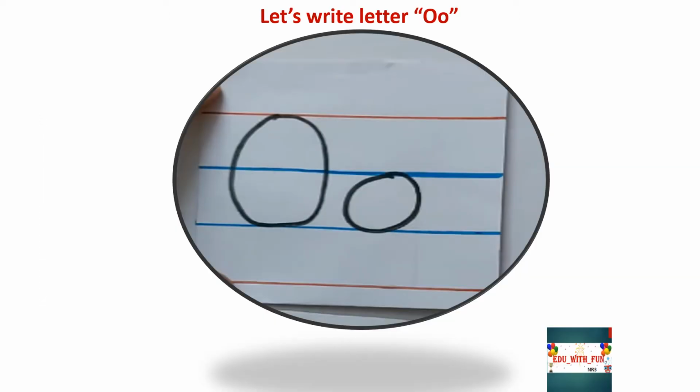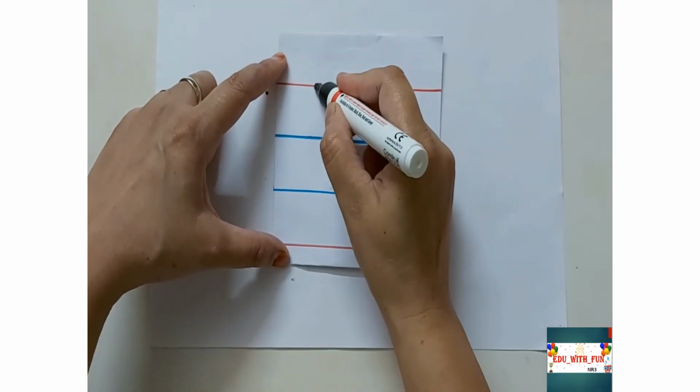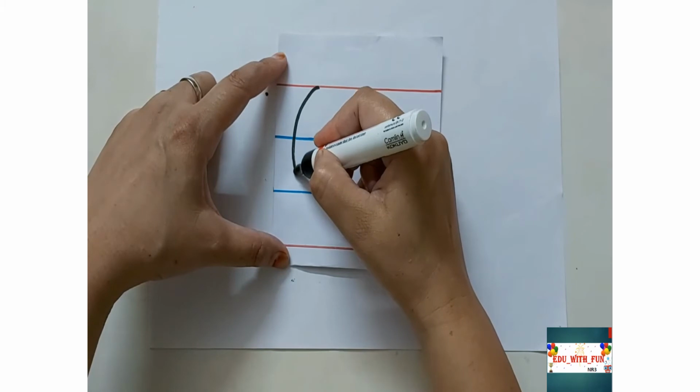Which letter is this? Correct, this is letter O. So let's write letter O, capital letter O and small letter O, or uppercase letter O, lowercase letter O, or daddy letter O, or baby letter O. That's right. For writing capital letter O, you have to start writing from the first red line to the third blue line.